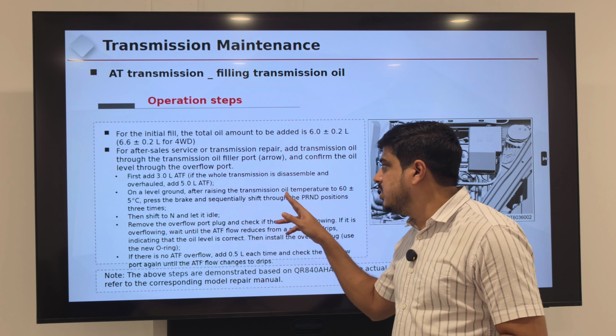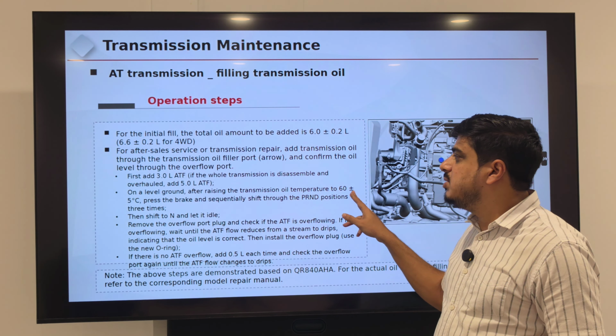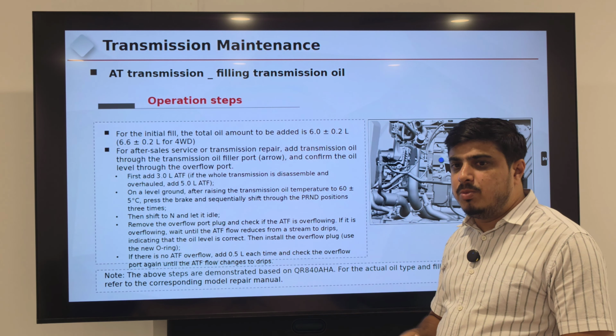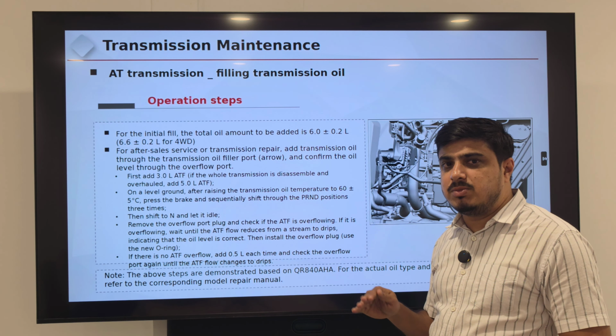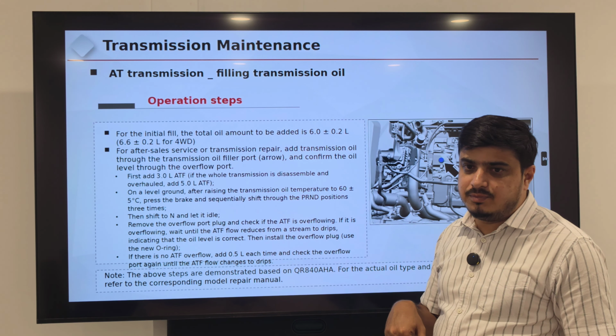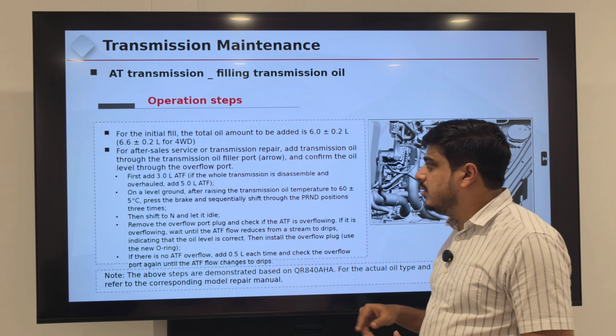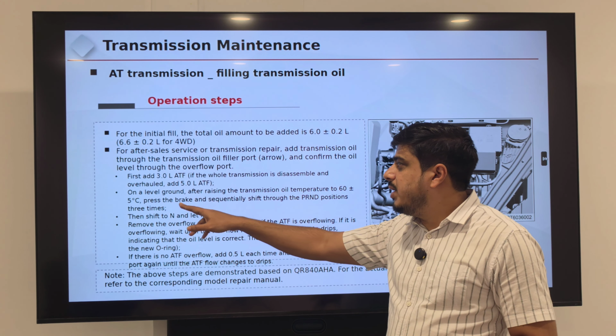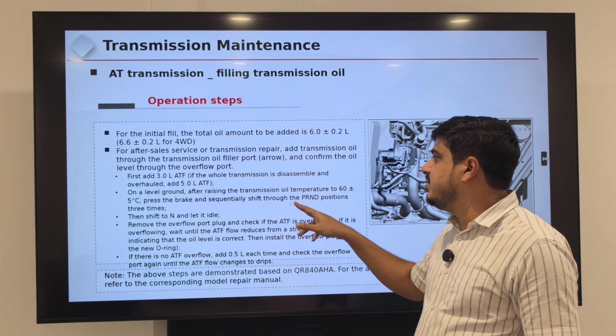You have to bring the transmission oil temperature up to 60 plus minus 5 degrees Celsius, so it can be 65 or 55. Press the brake and sequentially shift through P, R and D positions 3 times. Same as the CVT, what you did before.